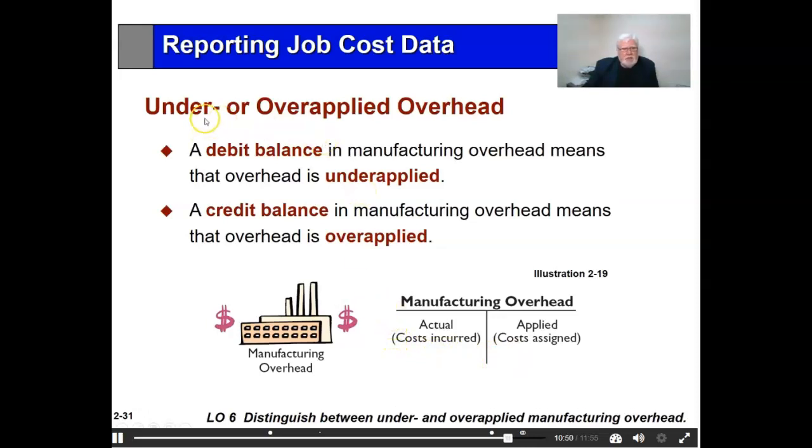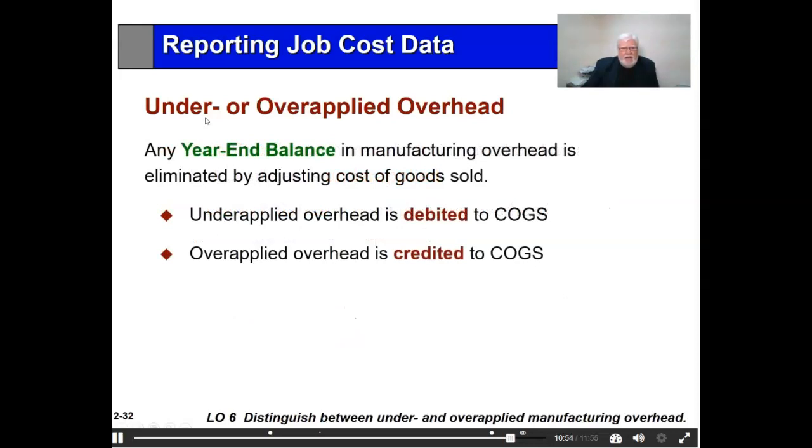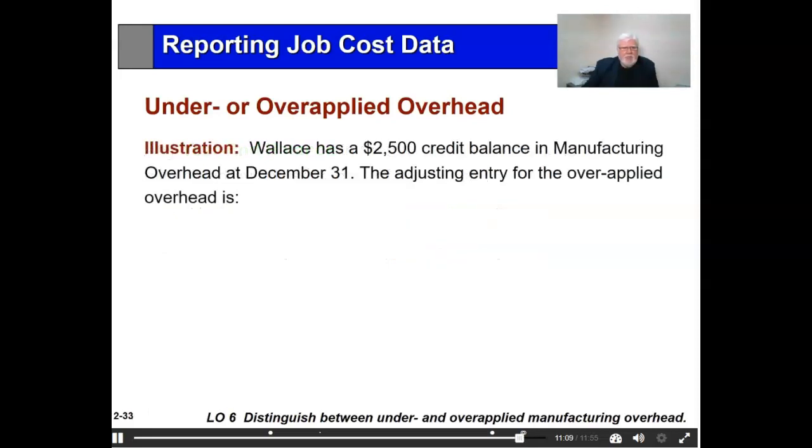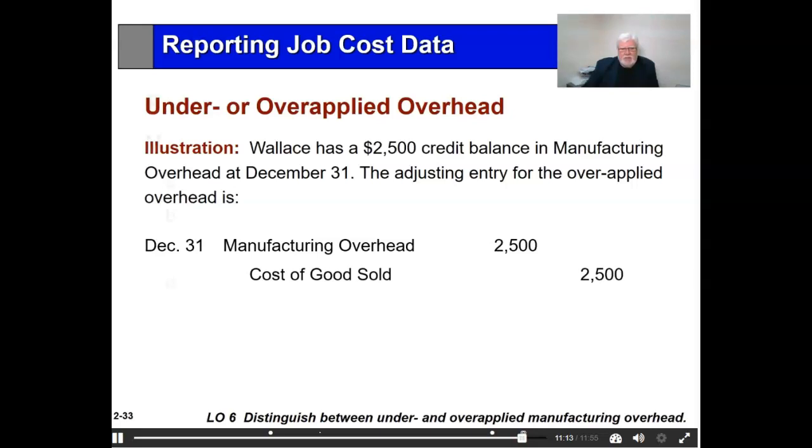So I must determine if I was under-applied or over-applied. And if I'm under-applied, that means the cost of goods sold is too low, so I must debit it. If I over-apply, that means the cost of goods sold is too high, so I must credit it. Here's a quick illustration, manufacturing overhead, cost of goods sold.